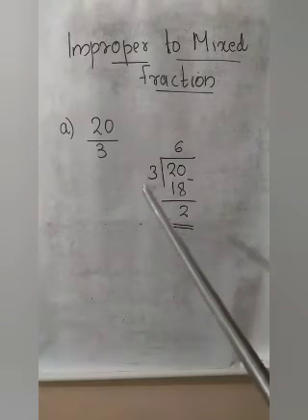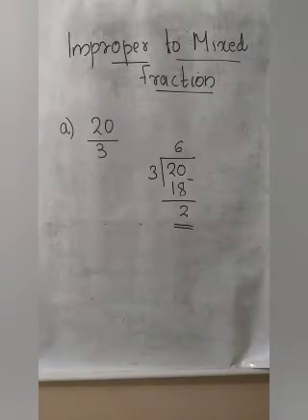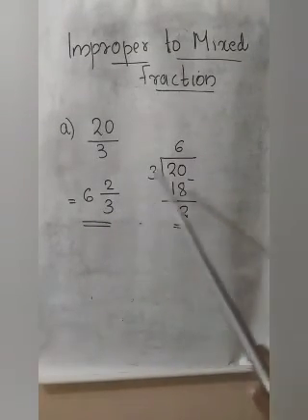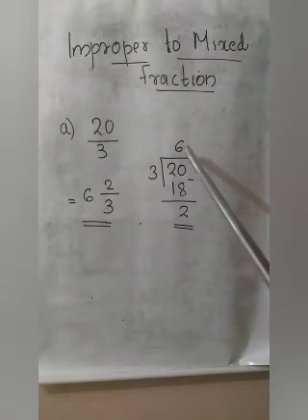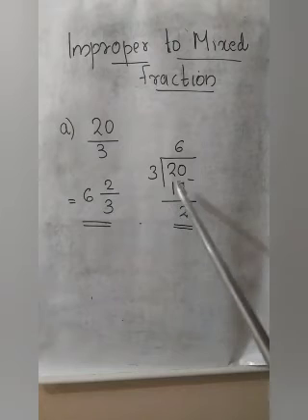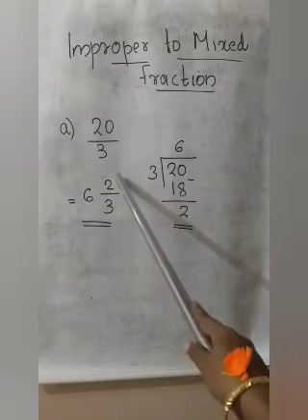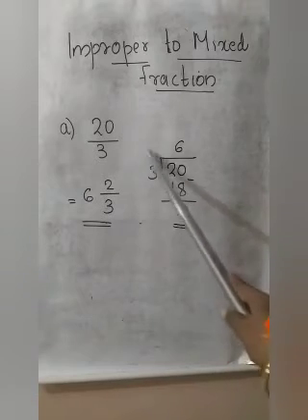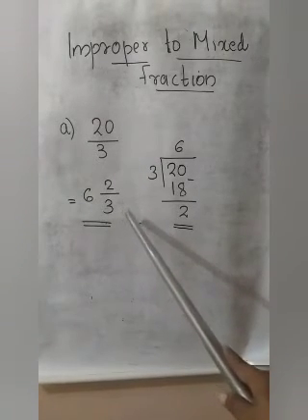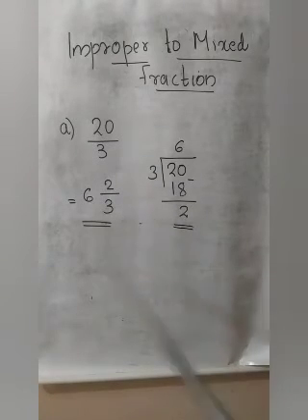So we can convert 20 by 3 into mixed fraction. So what is the mixed fraction? 6 2 by 3. So after dividing, the quotient is the whole number part, the remainder is the numerator of the fraction, and what we are dividing with, 3, is the denominator of the fraction part. So the mixed fraction is 6 2 by 3.